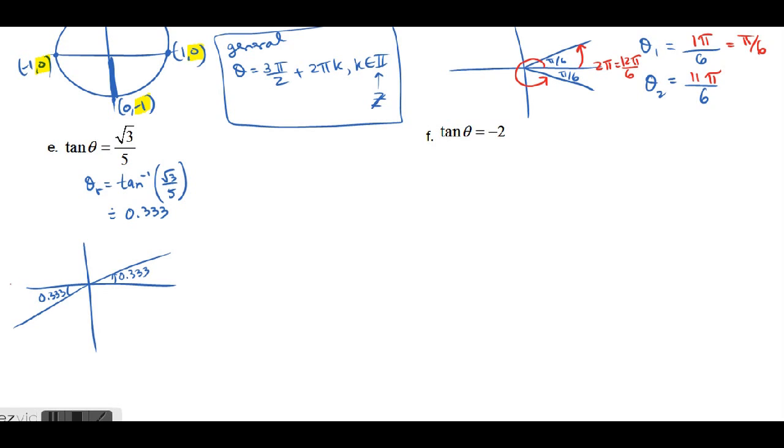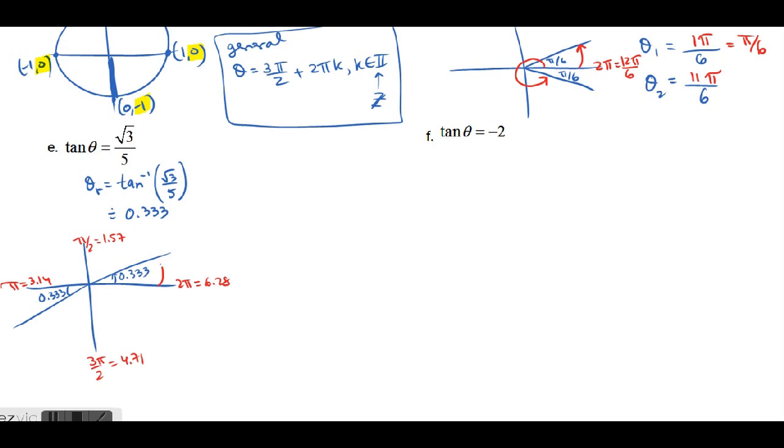So this pi is approximately 3.14. Pi over 2 is approximately 1.57. 3 pi over 2 is approximately 4.71. And 2 pi is approximately 6.28. So this 0.333, it actually makes sense to be closer to the x-axis than I have drawn it, just because if you compare it to this number, it's really small. Anyways, we need to quote the answers.